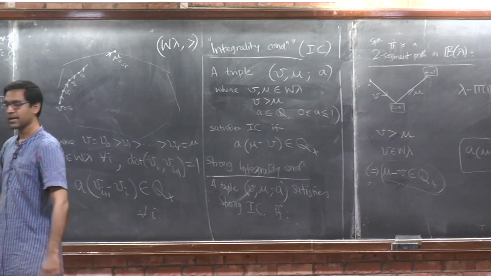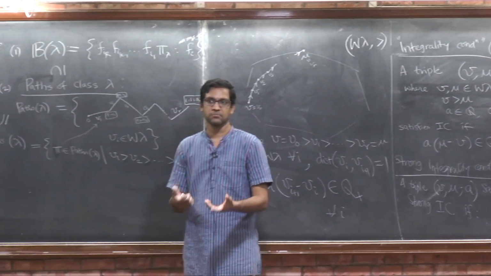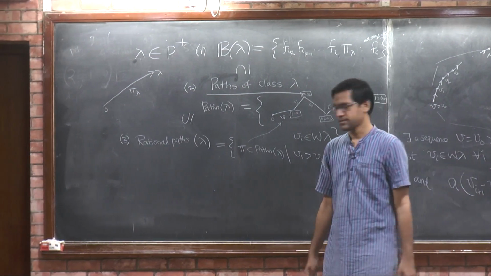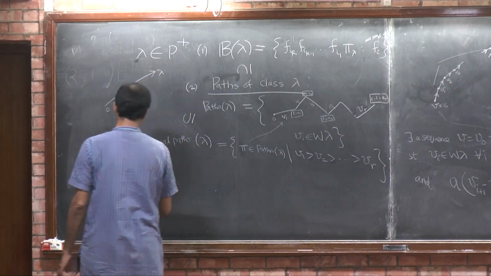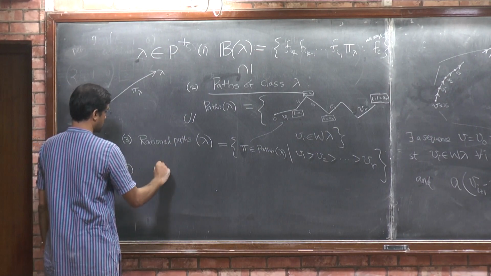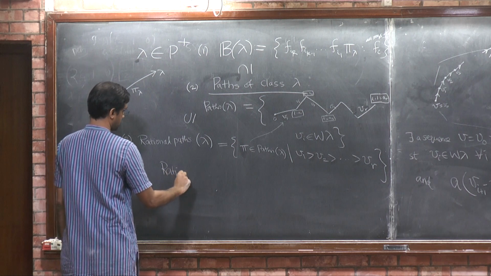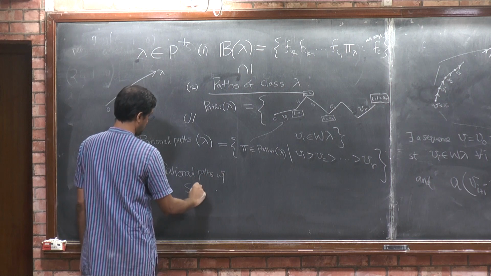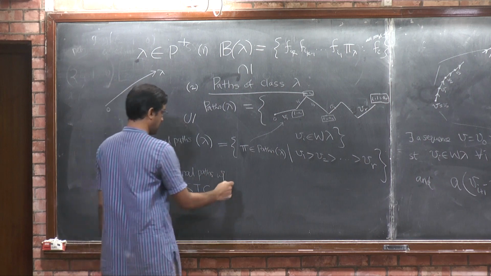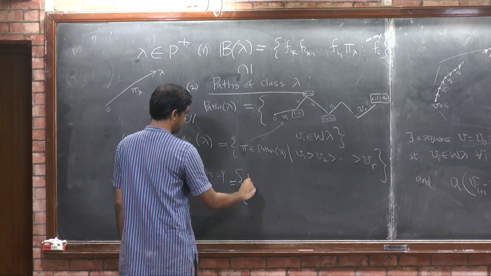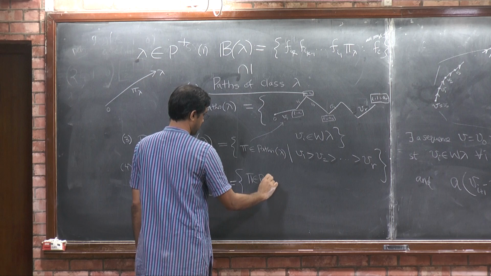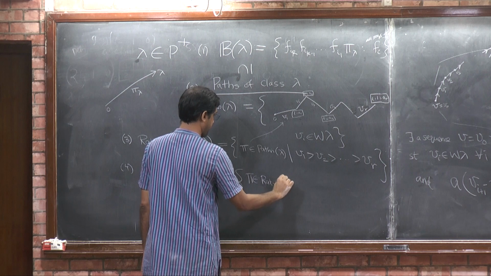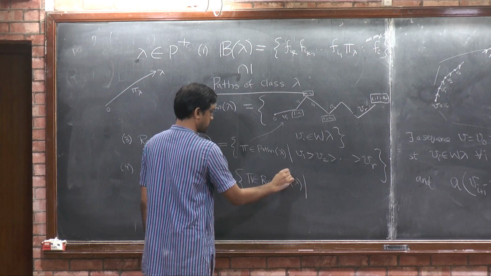But why not just consider rational paths with IC? Does it have nice properties? Maybe that's a research question. If you just impose that, you will get a larger collection of paths. Okay, but let me define this collection. This is rational paths with strong IC, strong integrality condition. By that I will mean the collection of all rational paths of class lambda, which means things like this.